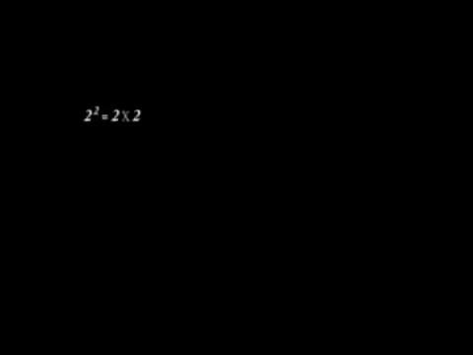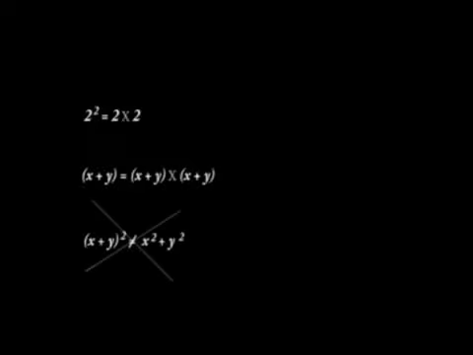Binomial squares. In arithmetic, 2 squared is equal to 2 times 2. The same applies in algebraic expressions. (x + y) squared is equal to (x + y)(x + y). (x + y) squared is not equal to x squared plus y squared. Never do this.